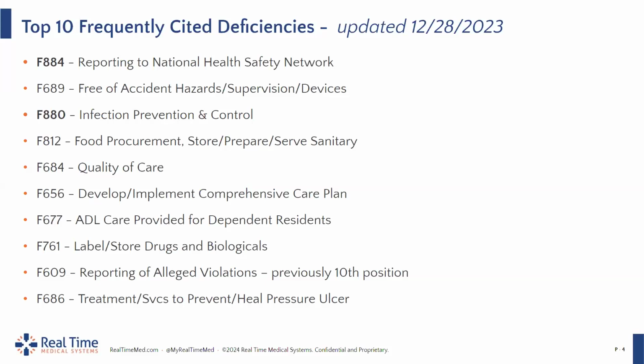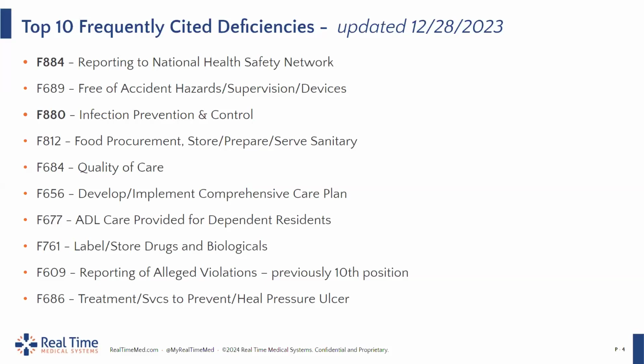But make note of number 3, right? 880. So that is our big bucket for infection prevention and control. We're going to talk about it in a moment. Just kind of keep that in mind. Even if you go down to 761, your label and stored drugs and biologicals, I'm going to tell you that there is infection control as a part of that.